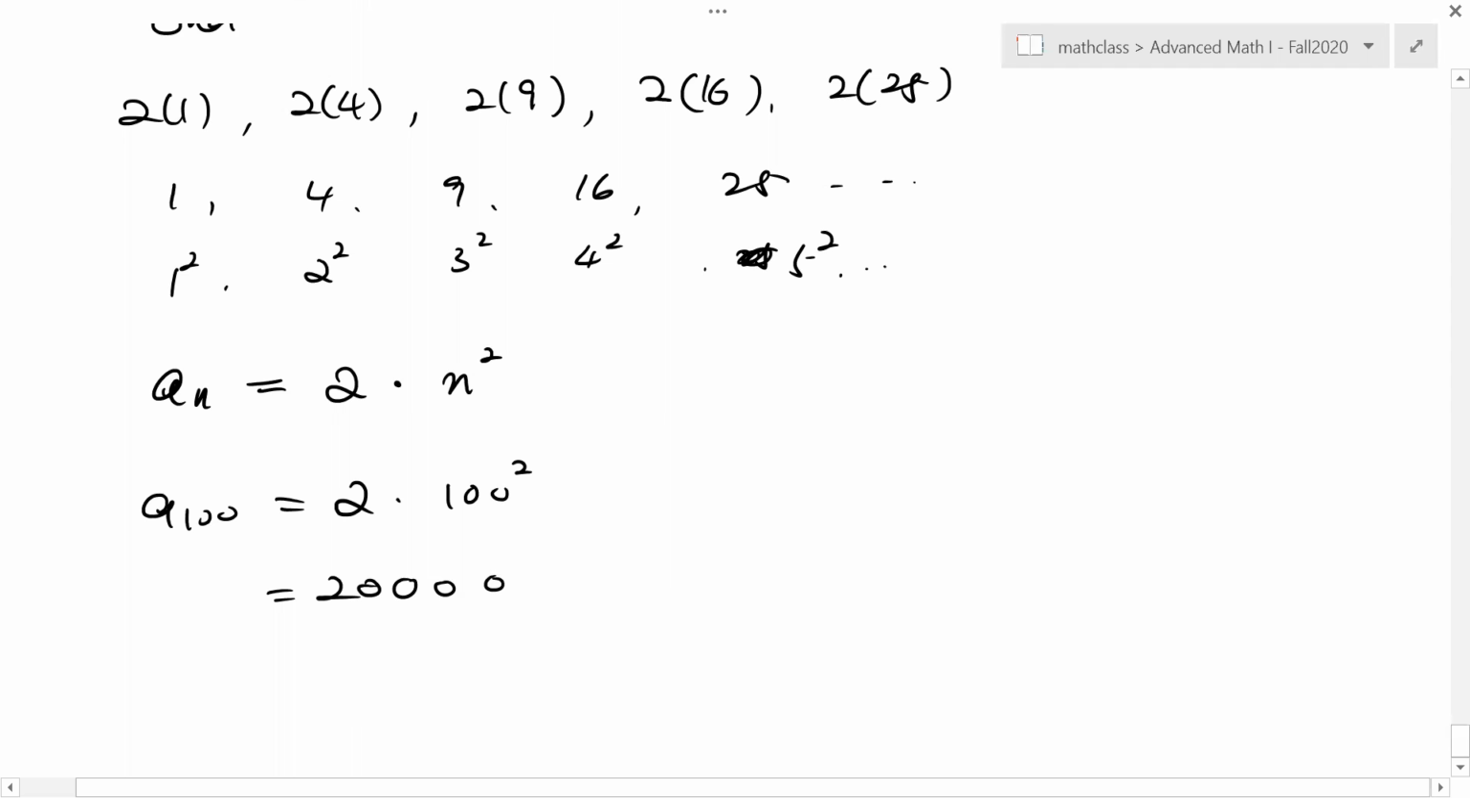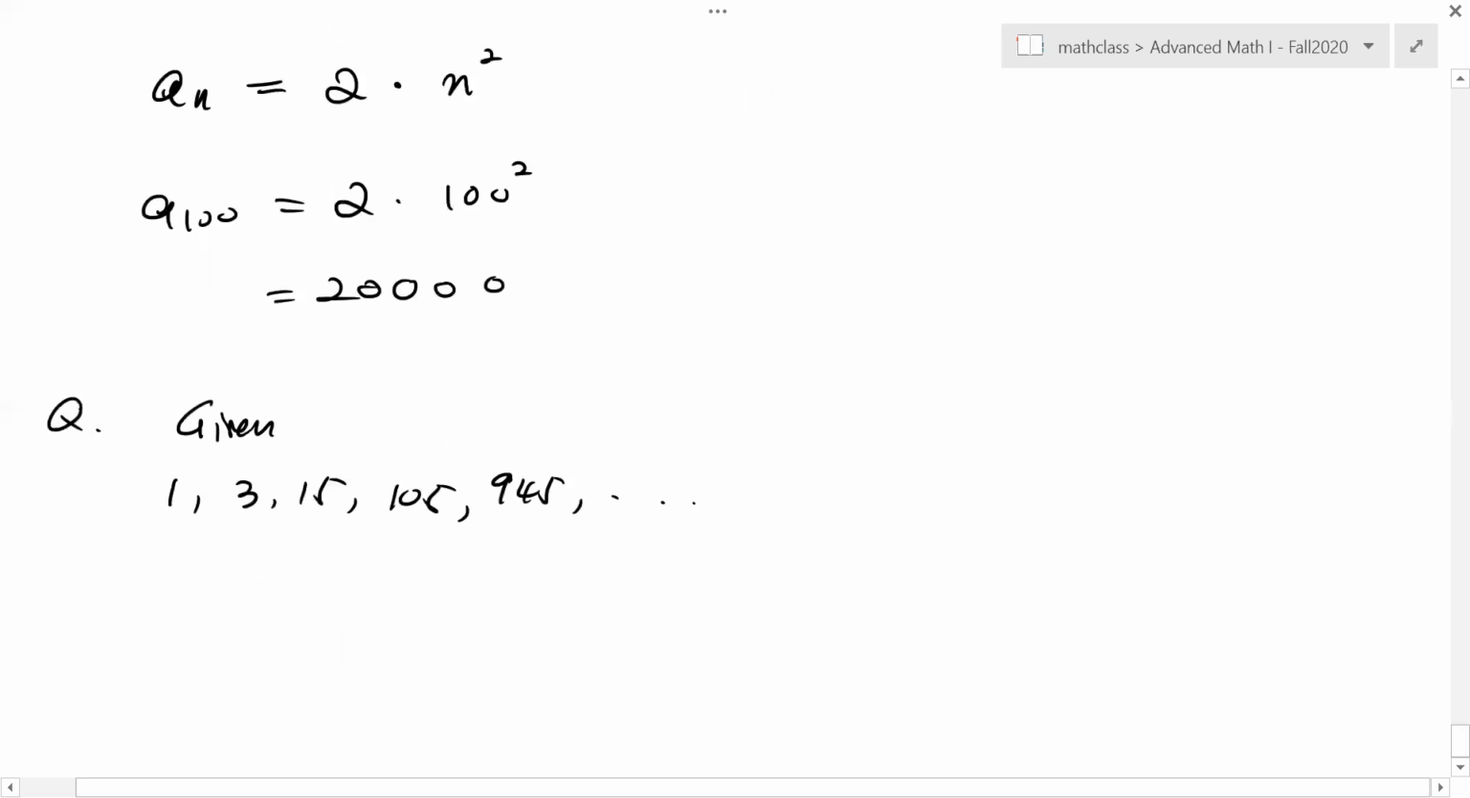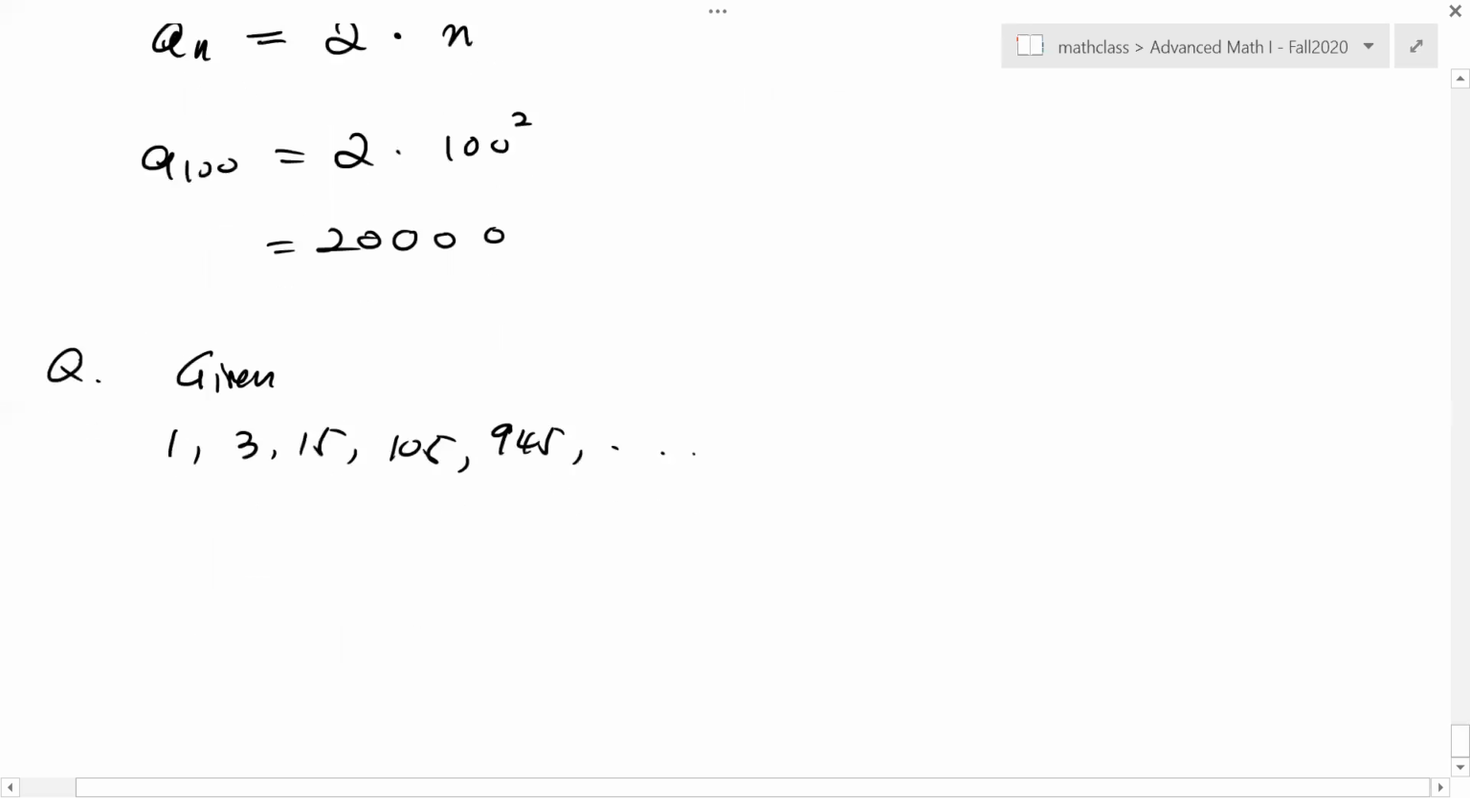And, very last one. Given 1, 3, 15, 105, 945, let's find the next term. This is a little bit challenging problem. We're trying to figure out the pattern.